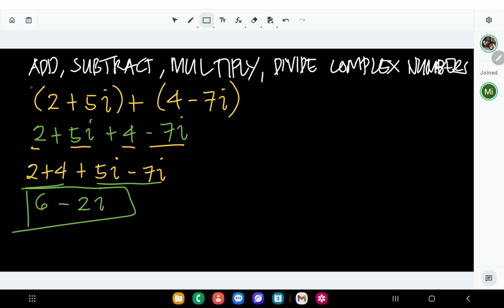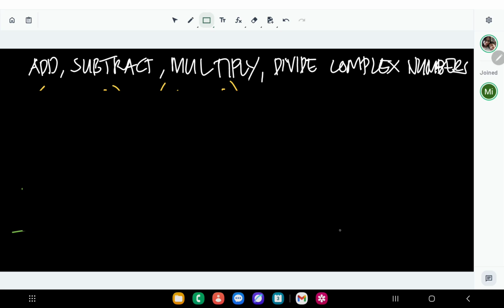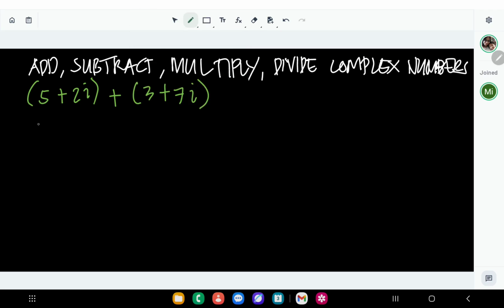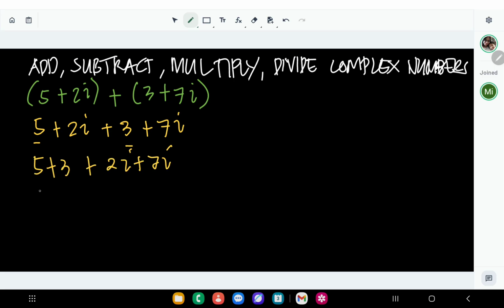Okay. How about we're given this one? (5 plus 2i) plus (3 plus 7i). You get rid of the parentheses first. So this is 5 plus 2i plus 3 plus 7i. Then you group like terms. 5 plus 3 plus 2i plus 7i. So this is 8 plus 9i.